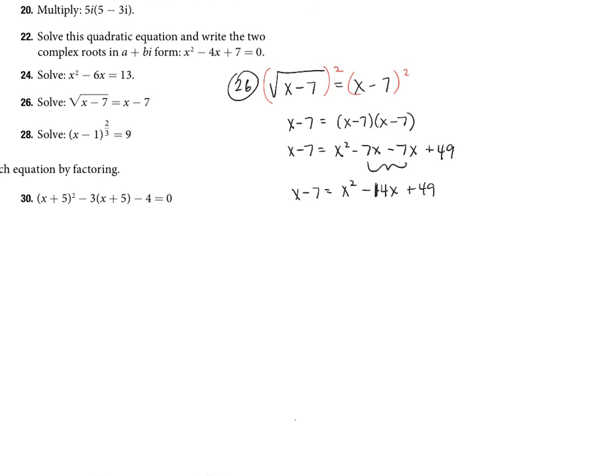All right, so now we're going to subtract x from both sides and add 7 to both sides. Again, we have a quadratic equation, so we're trying to get it set equal to 0. So that cancels, that cancels. We have x squared minus 15x plus 56 equals 0.